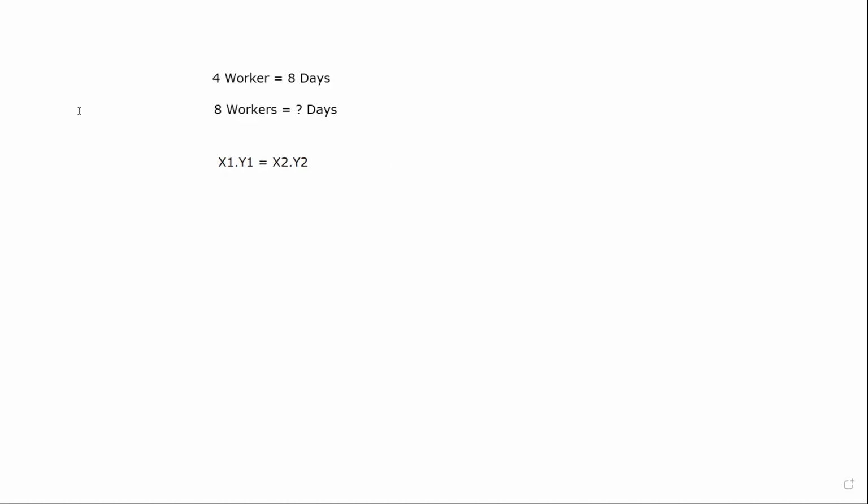We have to put these values into the formula. Let's suppose we have four workers, so we determine the value of x1. x1 is equal to 4, y1 is equal to 8, x2 is equal to 8, and y2 we don't know. We have to figure out the value of y2. So we're going to put these values into this formula and find our answer.